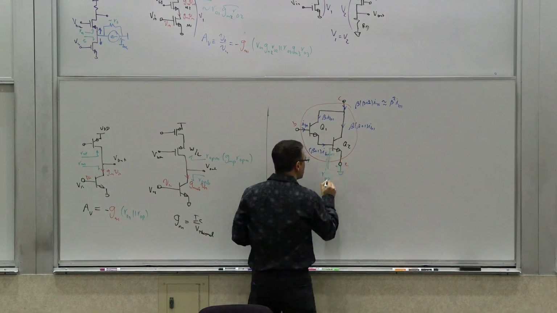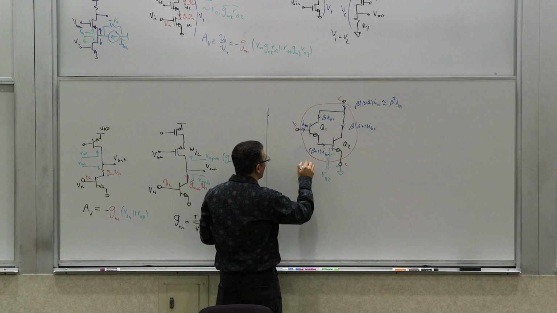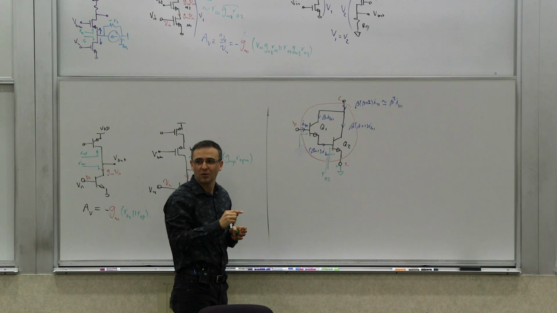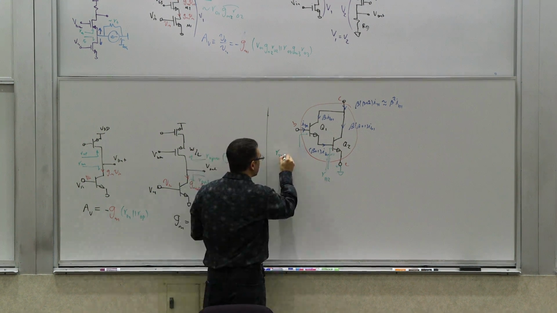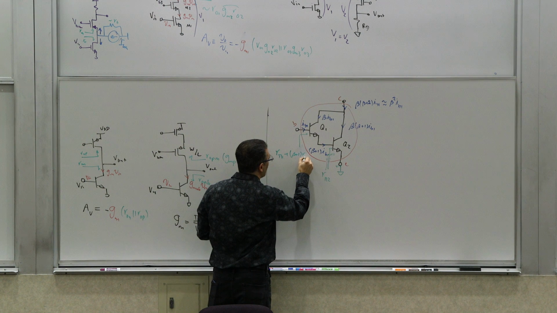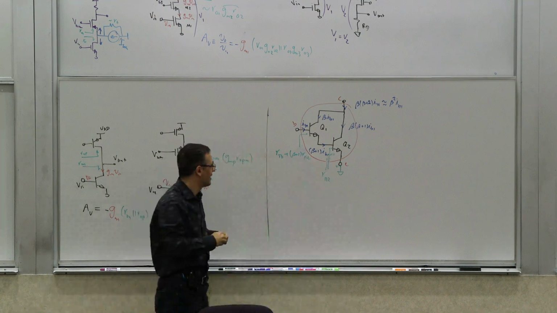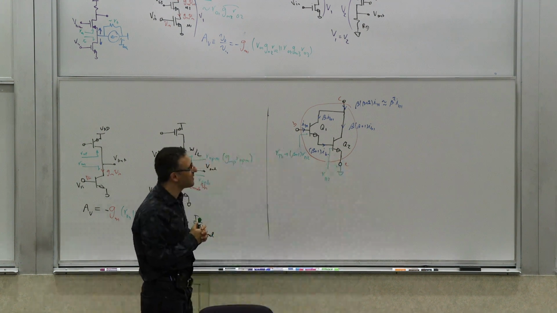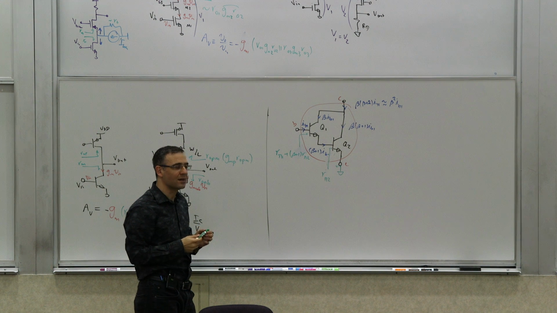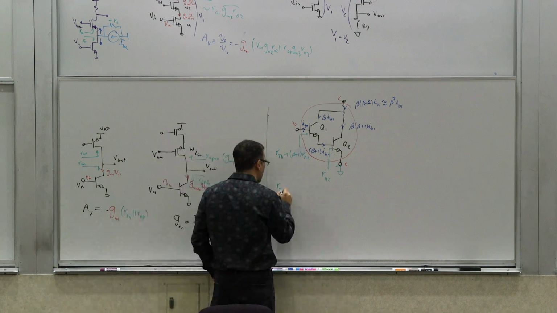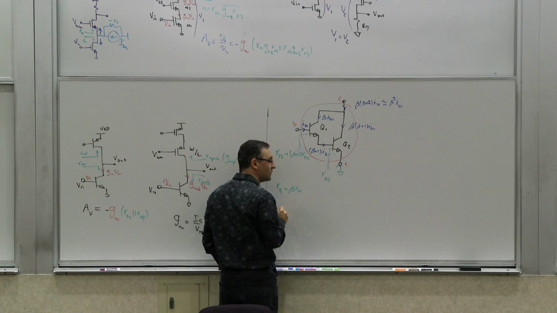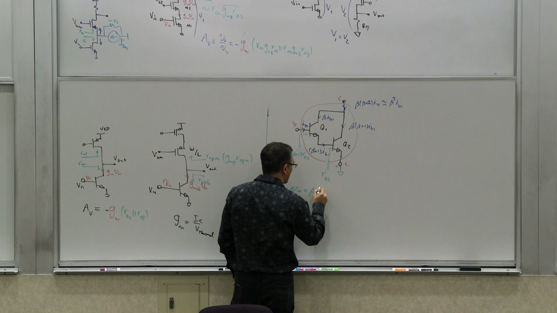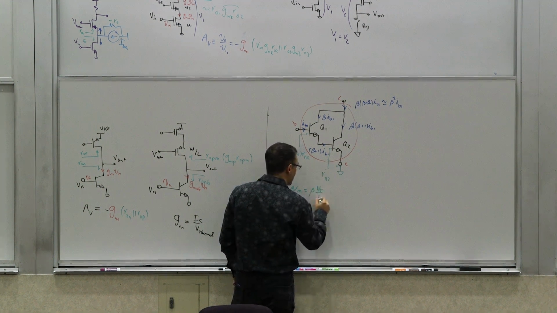So this is R pi 2, right? Now, therefore, what did I see here? I see R pi 1 plus beta plus 1 times R pi 2. What is that like? Well, it looks like this. But let's think about it a little bit more carefully. Because what is R pi? Isn't R pi beta times rm, or beta over gm? Therefore, it's beta times Vt over Ic.